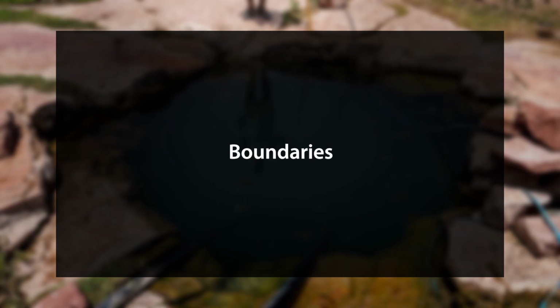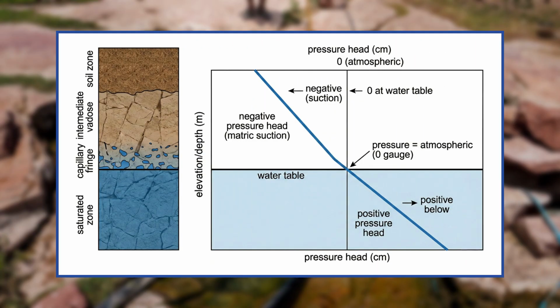Boundaries. The top of the saturated zone is typically defined by the water table, which is the specific surface where the pore fluid pressure is equal to the atmospheric pressure. The lower boundary can be the top of the bedrock.